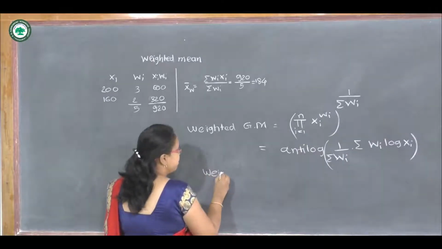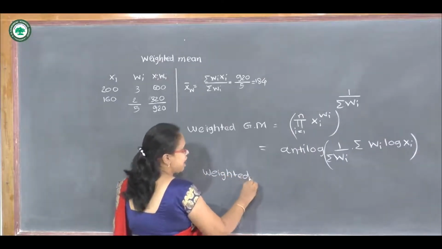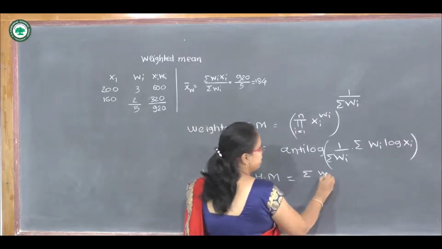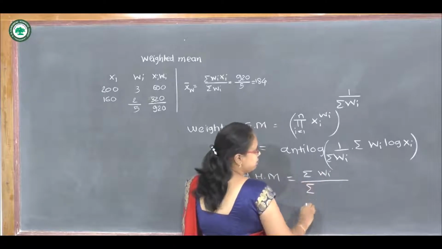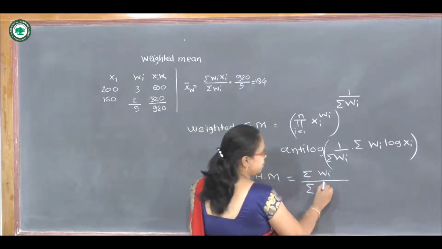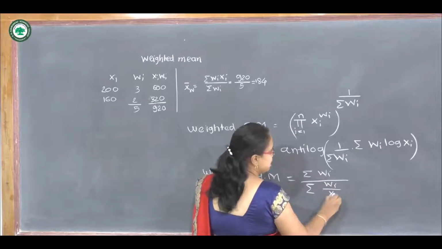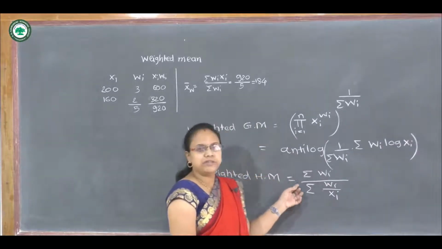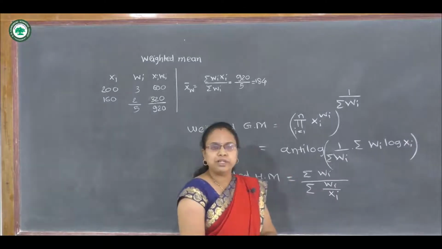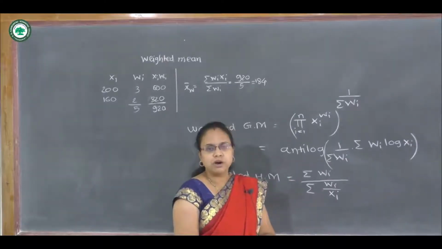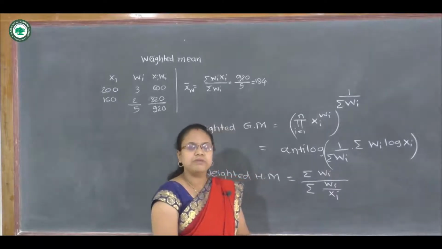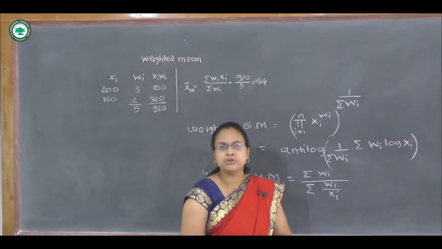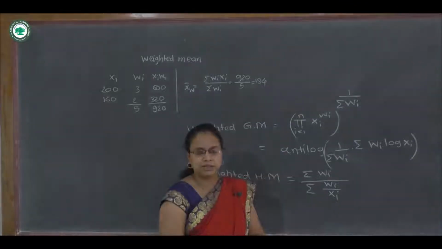Then the next formula is weighted harmonic mean. So we can calculate it by summation of wi divided by summation of wi upon xi. So by the definition we can write it. So definition is harmonic mean is the reciprocal of arithmetic mean of reciprocal of observations. So these are the formulas to calculate weighted mean.